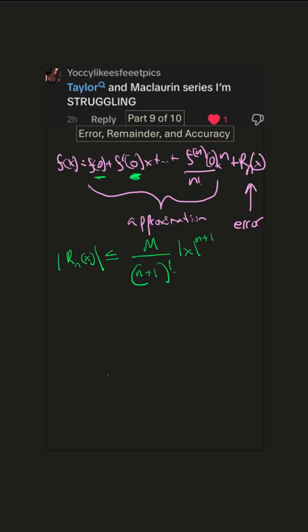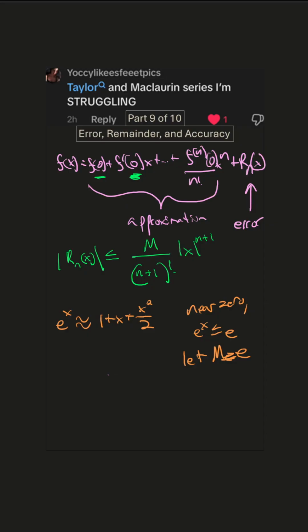Here's an example. If we say e to the x is approximately 1 plus x plus x squared over 2, the derivatives of e to the x are all e to the x. And near 0, e to the x is less than or equal to e. So let M equal e. This works for small x, like absolute value of x less than or equal to 1.